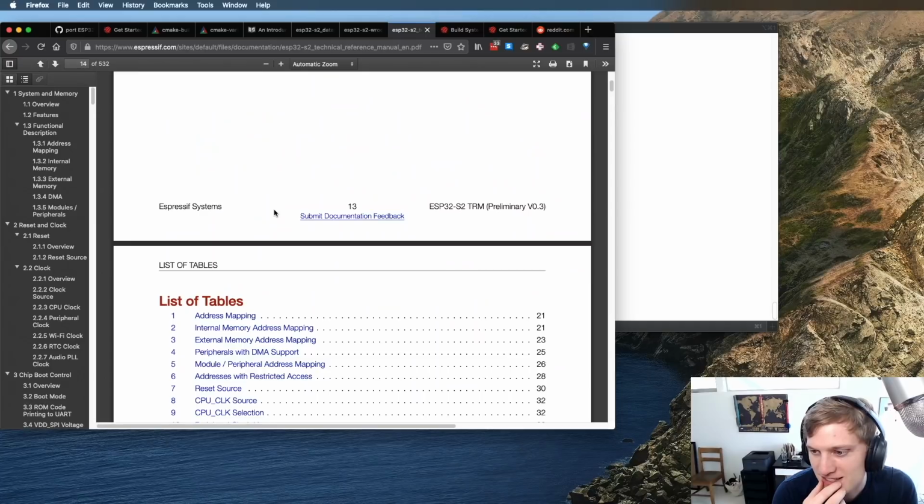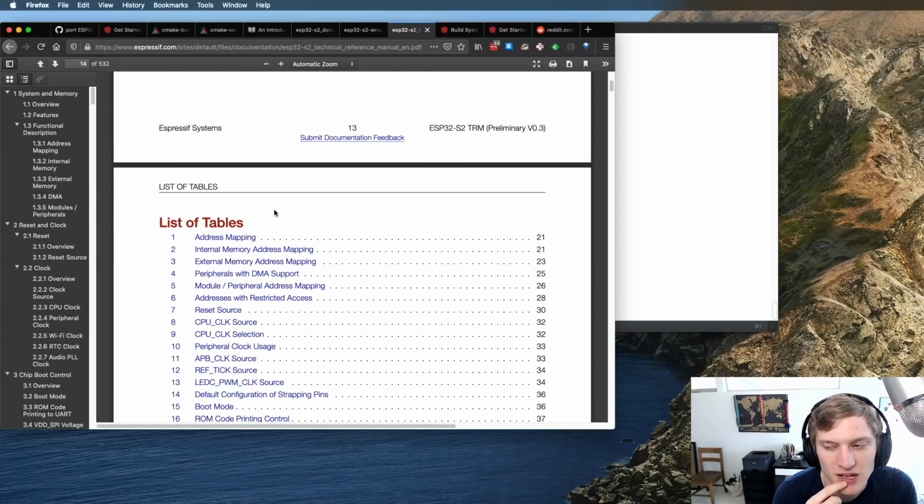So Unexpected Maker says it's nice that Espressif didn't try to make their own. It's true. So Nordic did. Nordic made their own USB. But I guess that's a Nordic thing to do. They like to make their own peripherals.